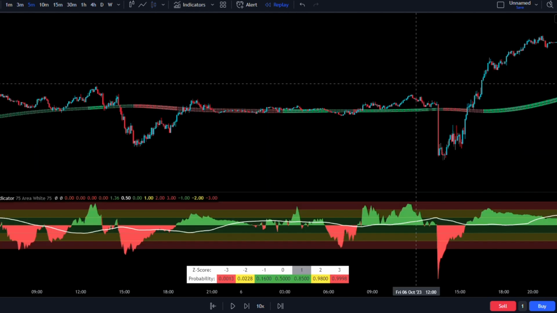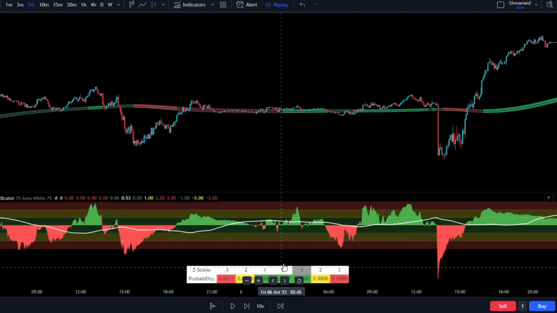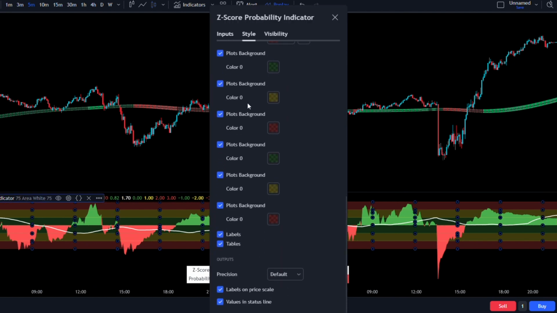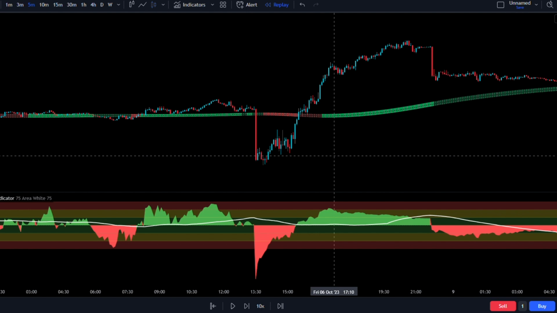Now we need to make some adjustments to this in the settings. It says double click on the indicator. We're going to go to style and scroll right down to the bottom, and we're going to uncheck the bottom 4 boxes. And we're going to be using this indicator the exact same as yesterday.